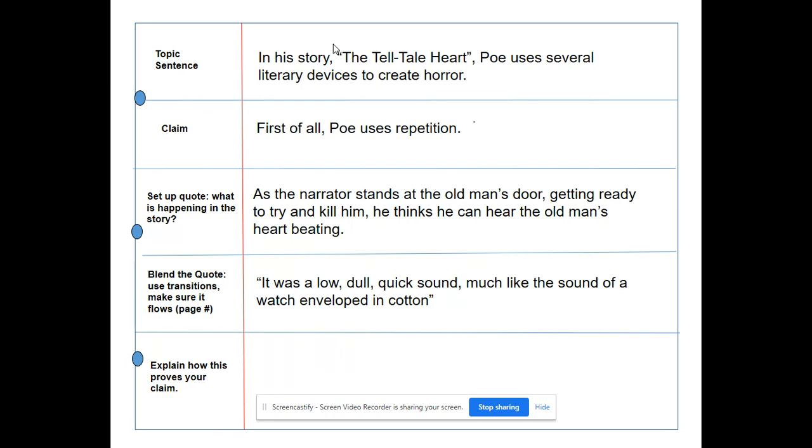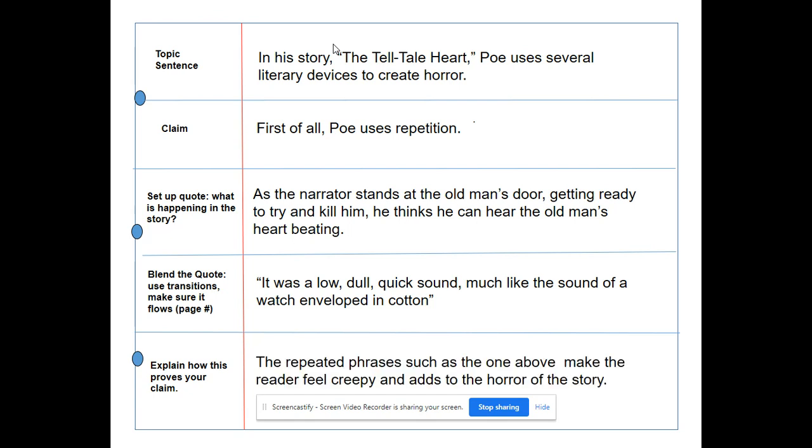Next comes our explanation. You're going to explain how does this prove the claim that he makes a horror story. The repeated phrases such as the one above make the reader feel creepy and adds to the horror of the story. So far, so good, easy enough.